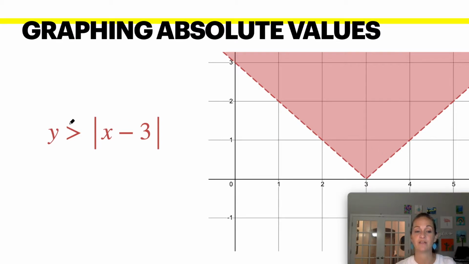And then we graph. Again, there is not a line underneath, so it does not include the line. So again, it should be dotted, because it does not include the equality. And in this case, all of the y values are greater than this graph. So that's why you would shade above it, because it's everything greater than the graph.